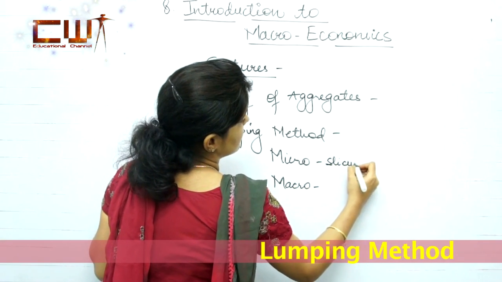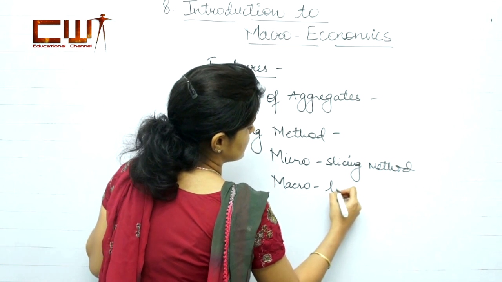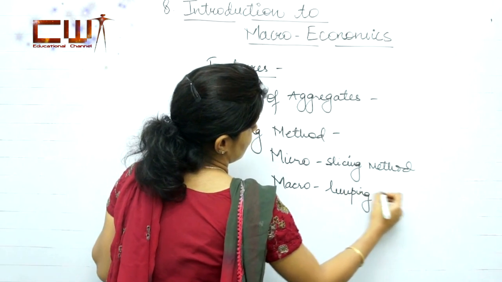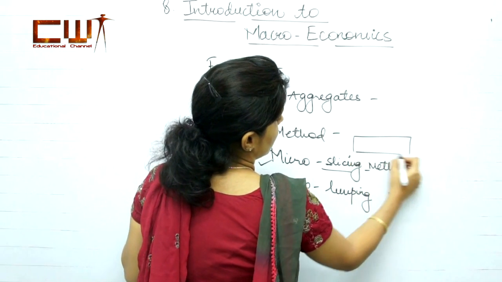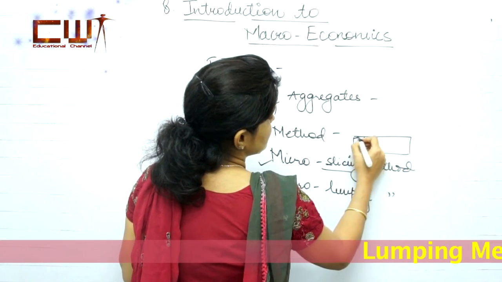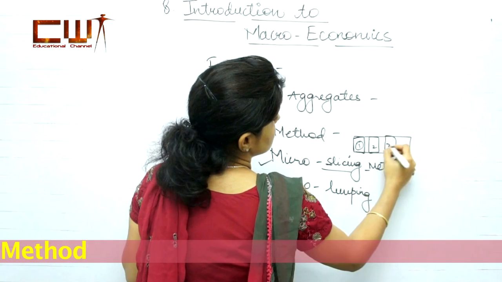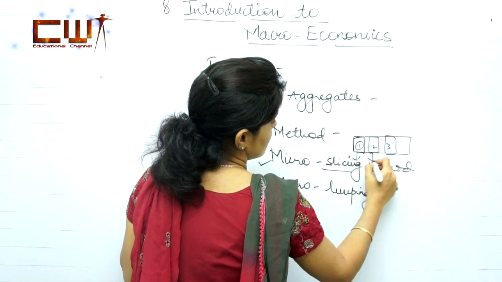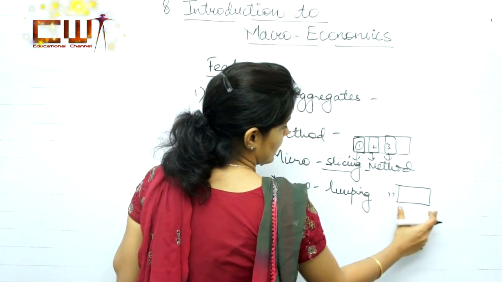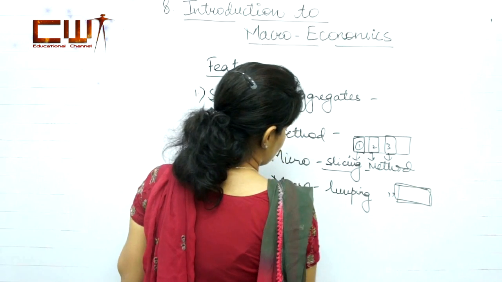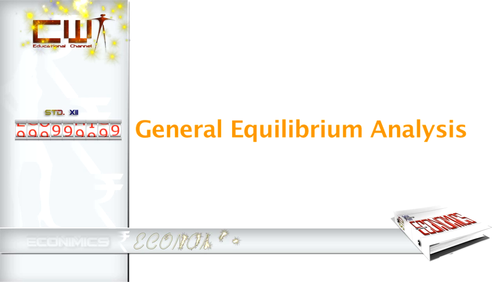Microeconomics uses the slicing method, whereas macroeconomics uses the lumping method. You know what the slicing method is? Slicing is when you have a big thing and you study it by slicing out and studying the parts of the economy. Those parts are studied in microeconomics. But when you study the whole thing lumped together, the total, that is known as the lumping method. Next is general equilibrium analysis.